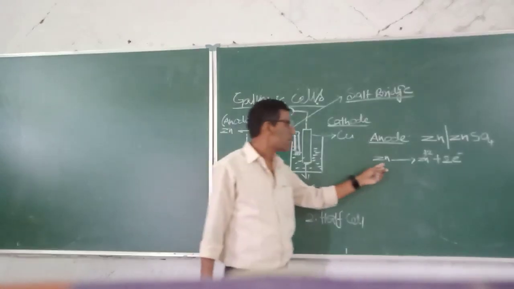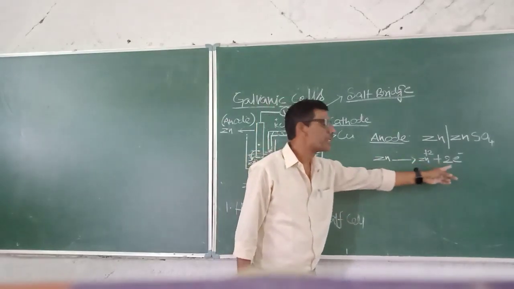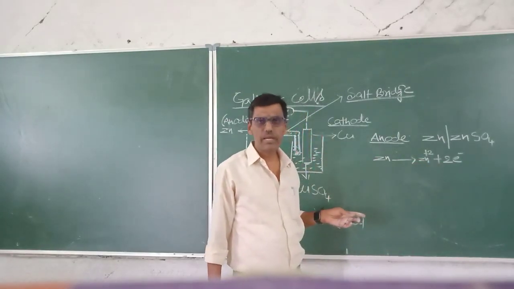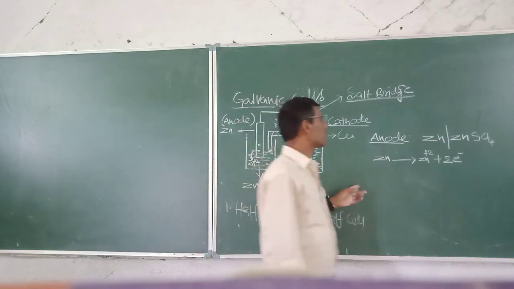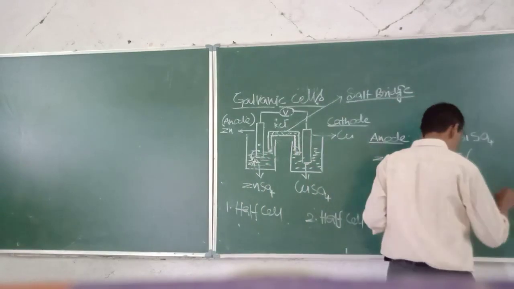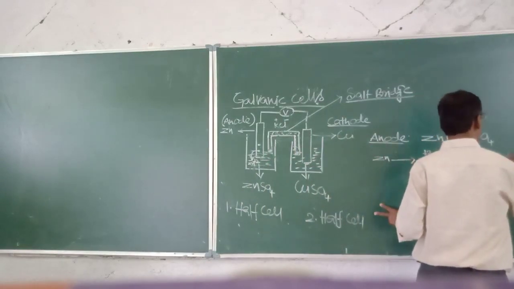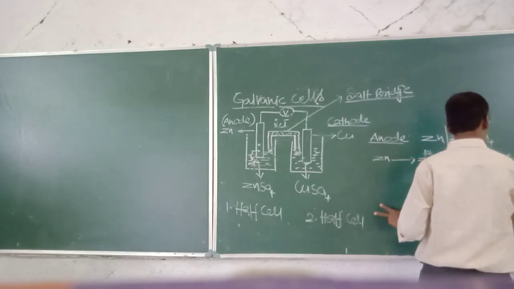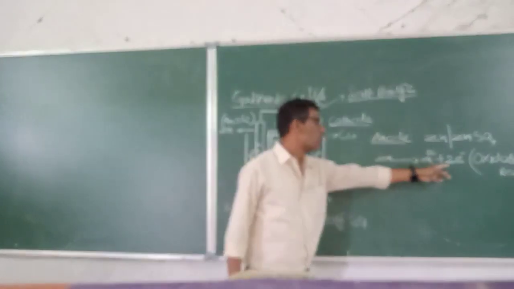So this is a chemical reaction. What is happening here? One species is losing electrons. Loss of electrons is oxidation, so this is an oxidation reaction, because of the loss of electrons.